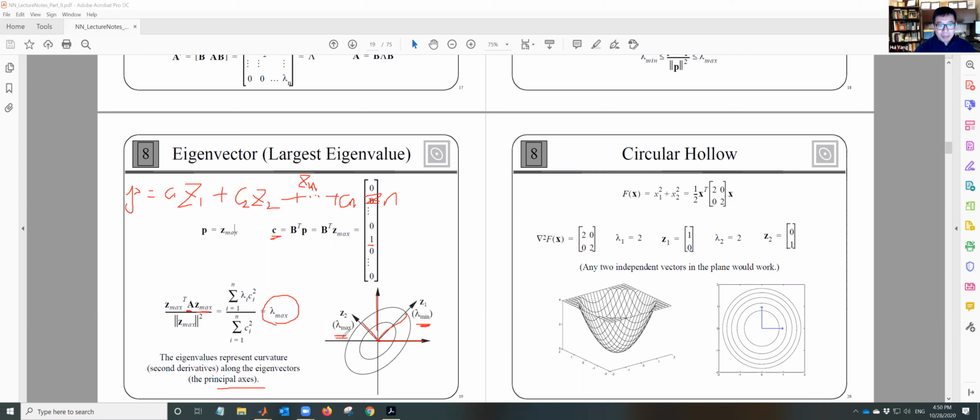Why is this one lambda max? This one is lambda minimum. It seems that this one is pretty large, right? This is an elliptical shape, in which direction, if you walk the same distance, it changes more.